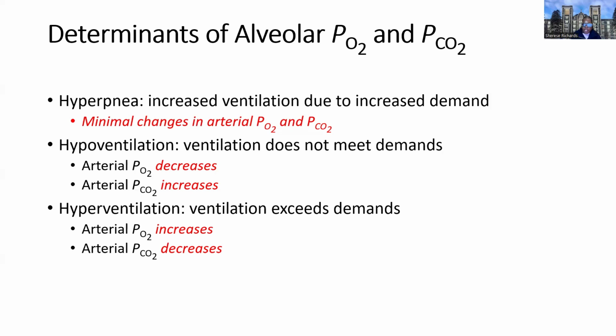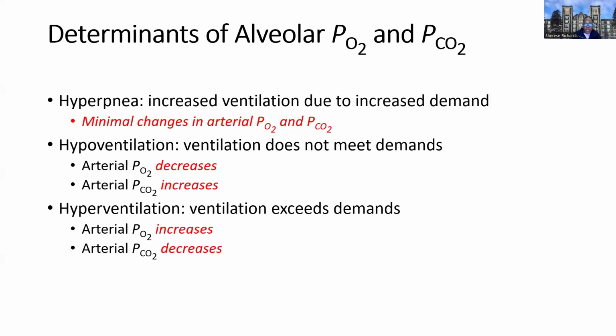Again, it's not being met, which is what's happening with hyperpnea. And hyperventilation can be caused by, again, certain states. For example, exercise can do this. Panic attacks can do this. Stress, certain emotional states can cause hyperventilation. Anxiety, for example. And so arterial partial pressure of oxygen here is increased. Arterial partial pressure of CO2 is decreased.